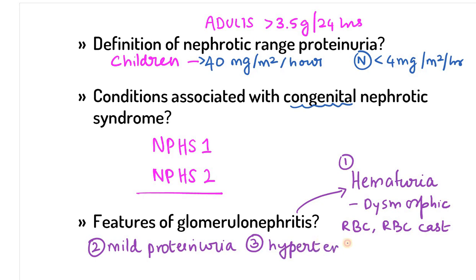Will there be edema? Definitely there is going to be edema, but there is not marked edema like in nephrotic syndrome. Here there is minimal edema like periorbital puffiness or mild pedal edema. There can also be pedal edema, but commonly you get periorbital puffiness. These are the features of glomerulonephritis which you need to know about.